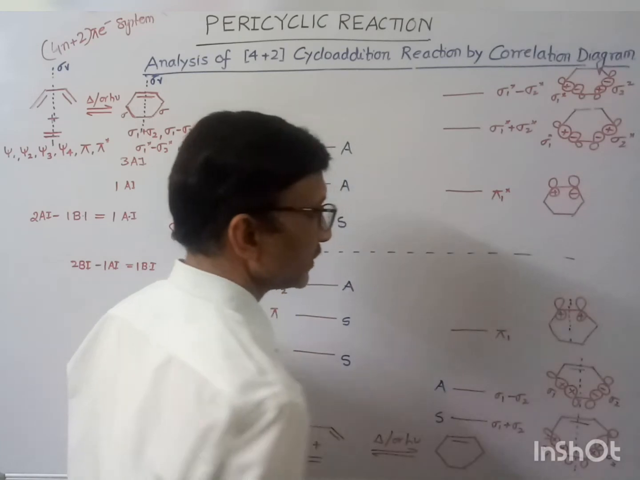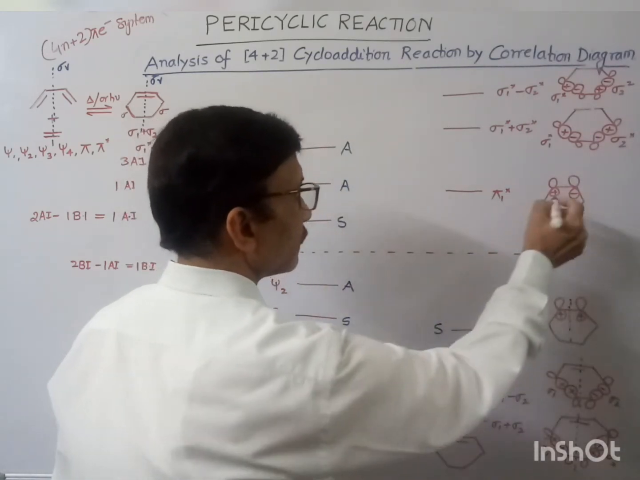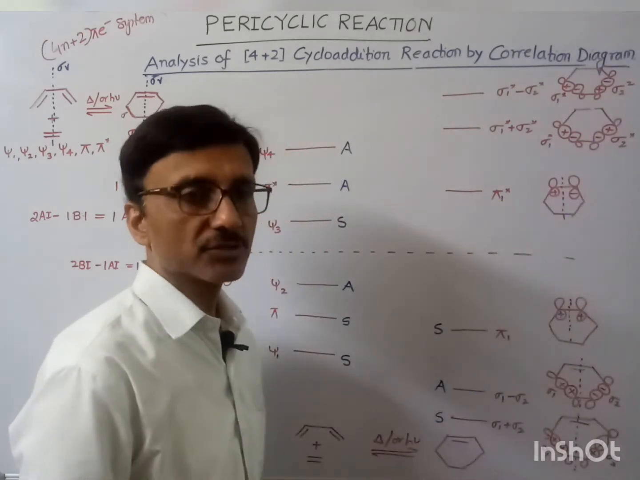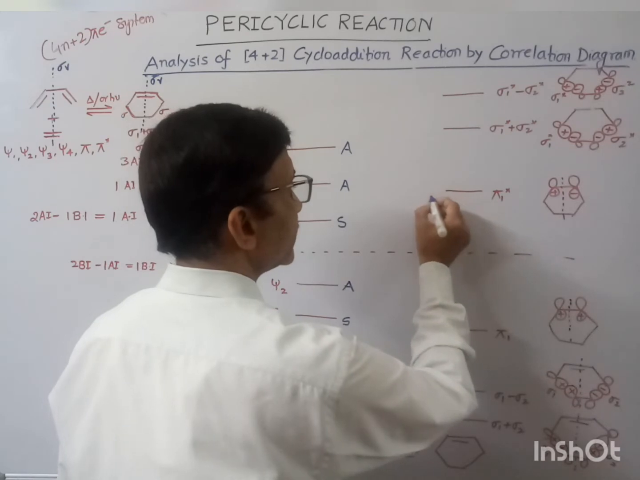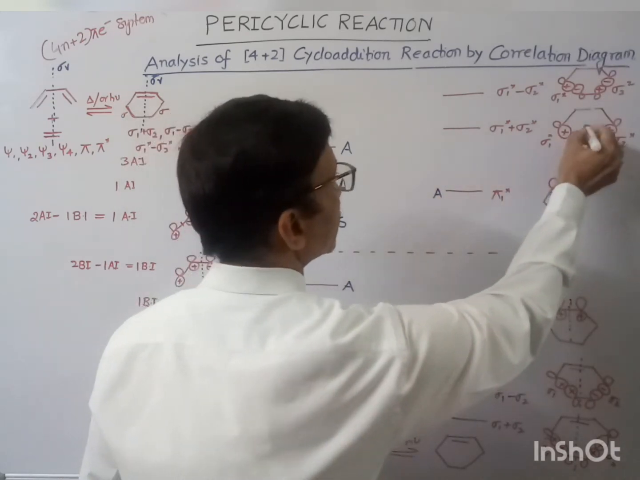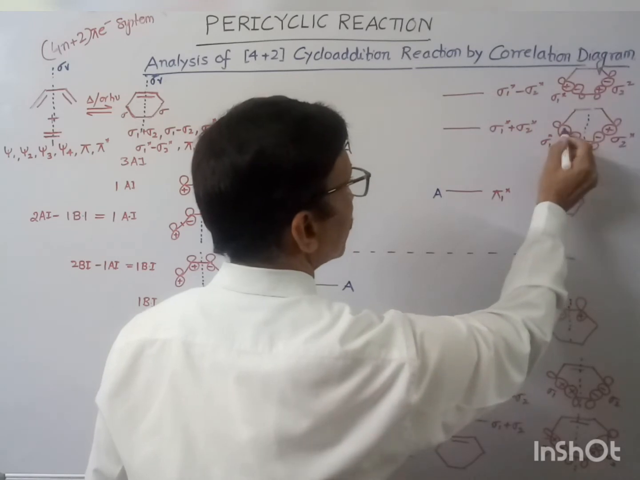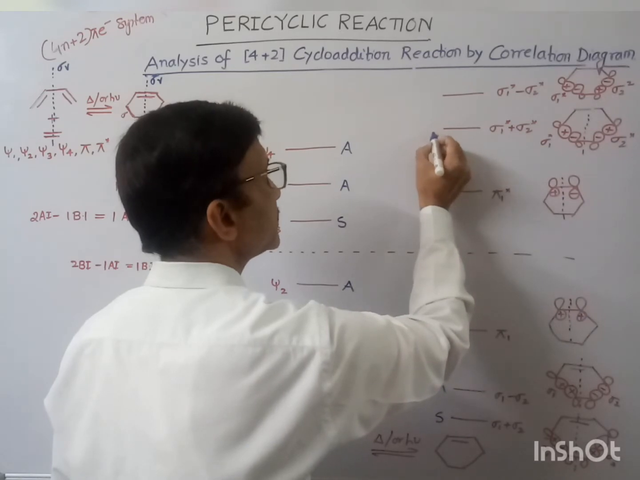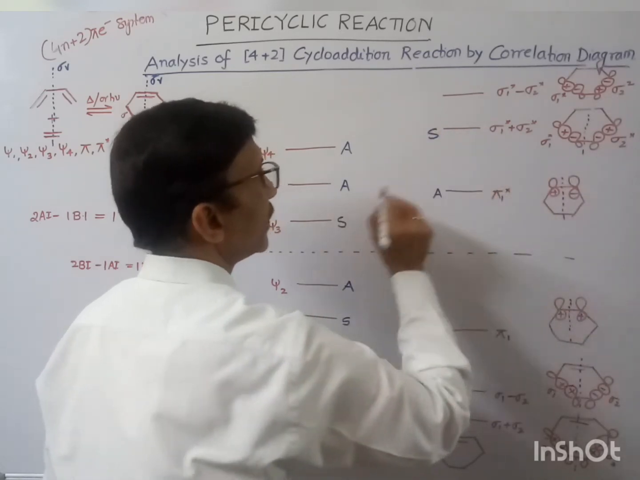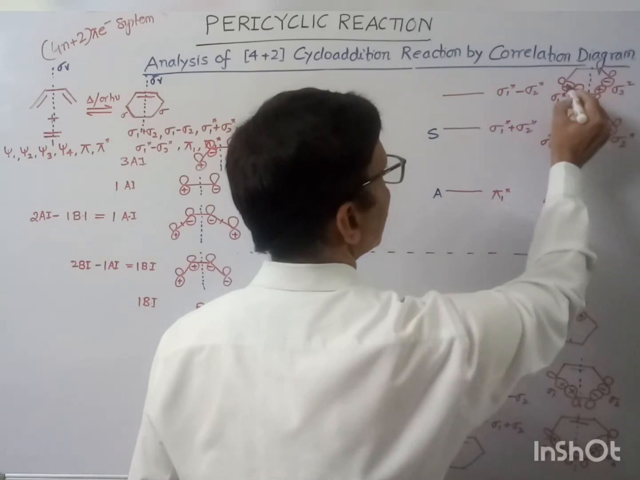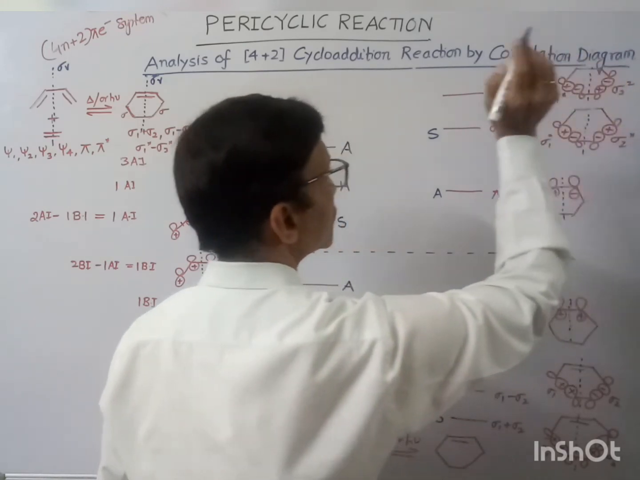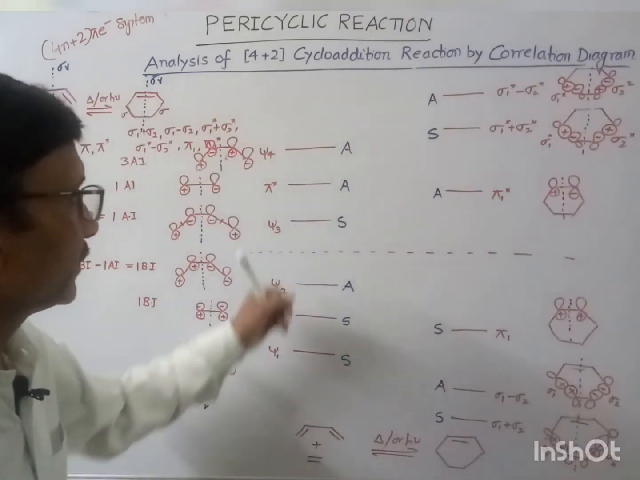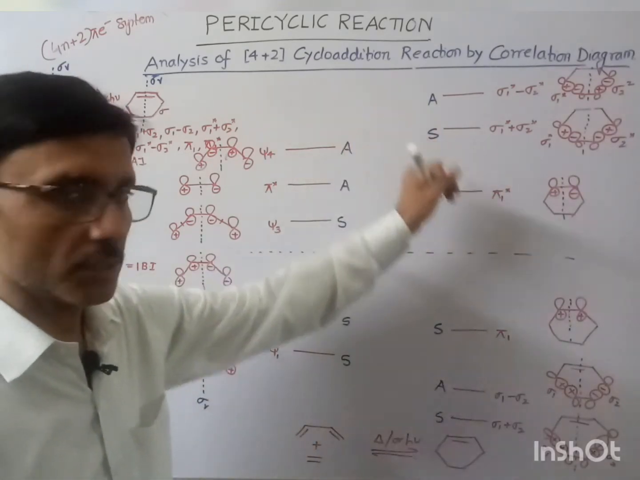What about this? This is also symmetric with respect to the sigma v. What about this? This is anti-symmetric. In front of plus we have minus, it is not dividing into same halves, so that's why it is anti-symmetric. And this one, in front of plus, in front of minus, two same halves, that's why it is symmetric. And what about this? In front of plus we have minus, in front of minus we have plus, so it is anti-symmetric with respect to sigma v. Okay, so we have written the symmetries of these molecular orbitals.